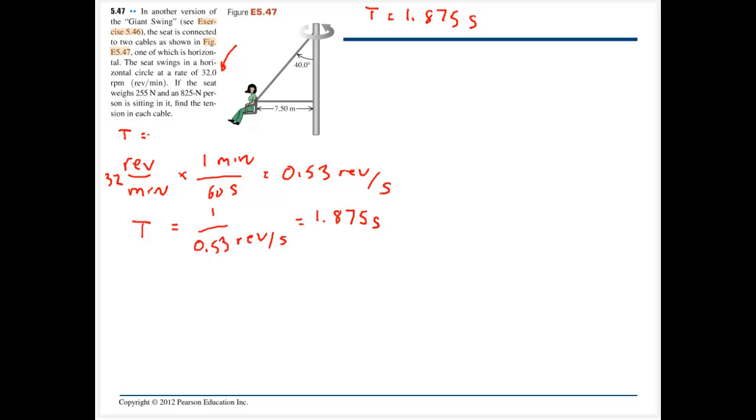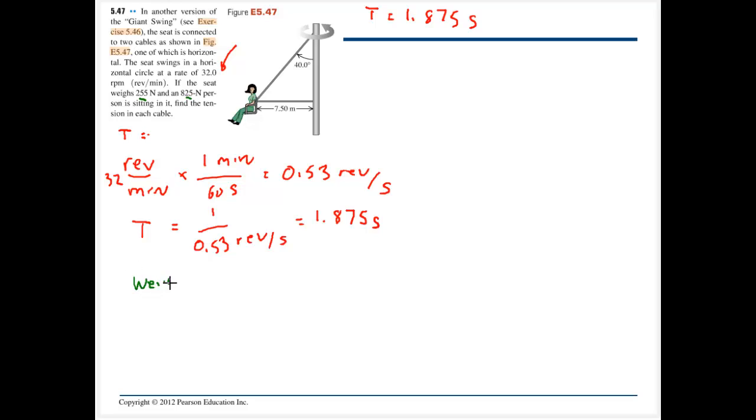Now, other kind of housekeeping things we need to worry about is we know that the seat weighs 225 newtons and the person weighs 825 newtons. So let's figure out the total mass real quick. We're going to need that.